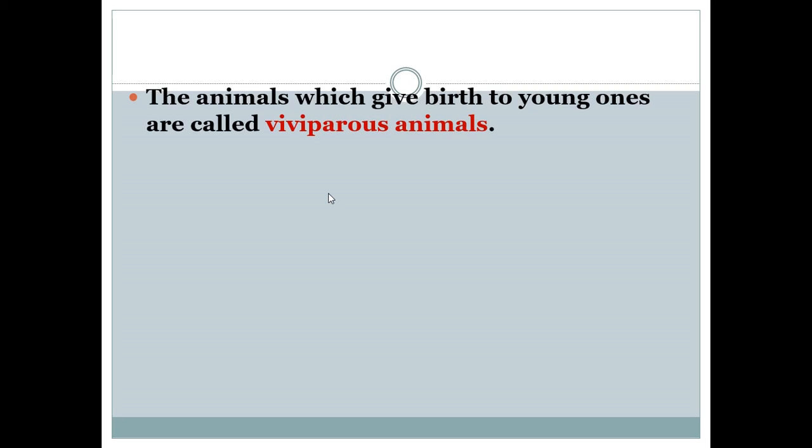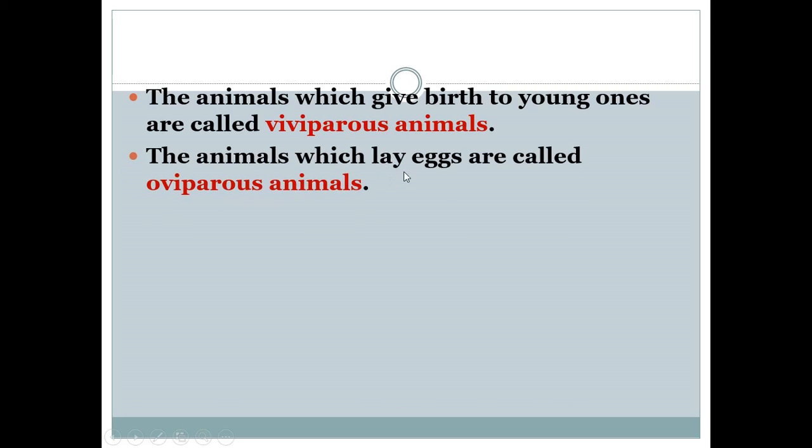Now we have learned that some animals give birth to young ones, while some animals lay eggs which later develop into young ones. Based on that, we can classify the animals into viviparous and oviparous. The animals which give birth to young ones are called viviparous animals. The animals which lay eggs are called oviparous animals.